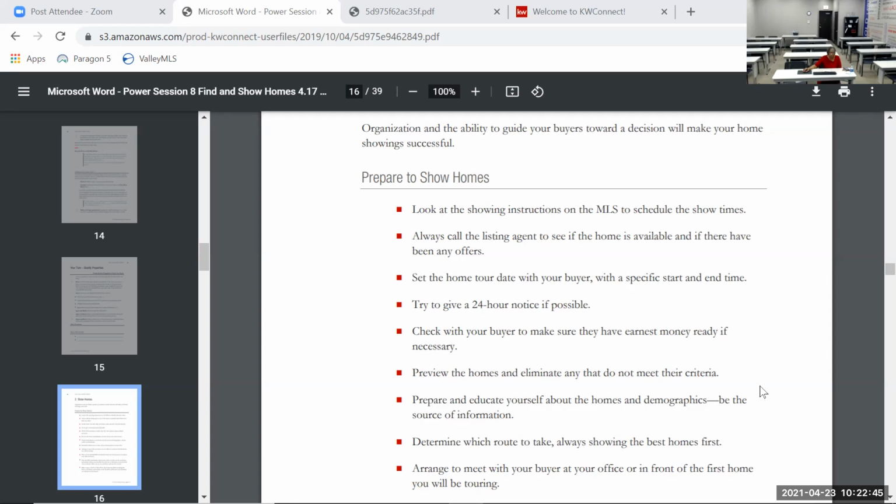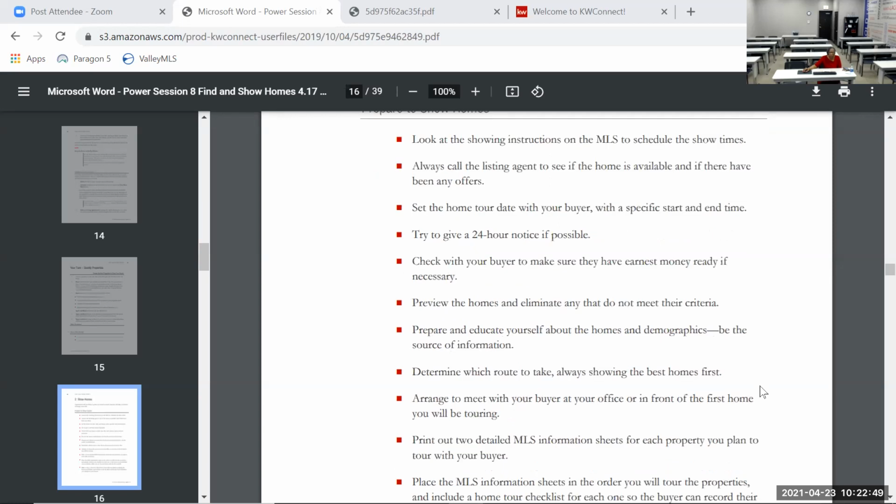Preview the home and eliminate any that do not meet their criteria. Prepare and educate yourself about the home and demographics. Be the source of information.